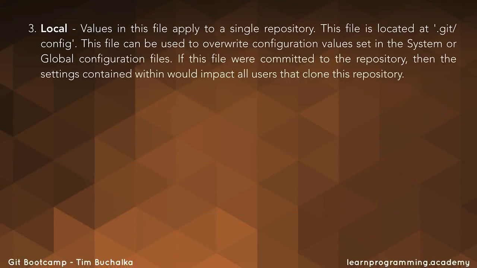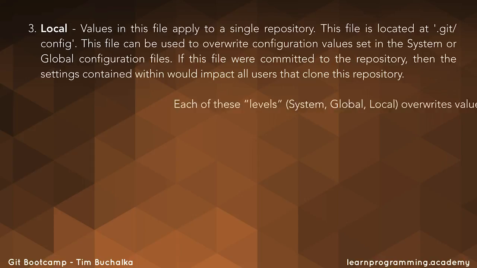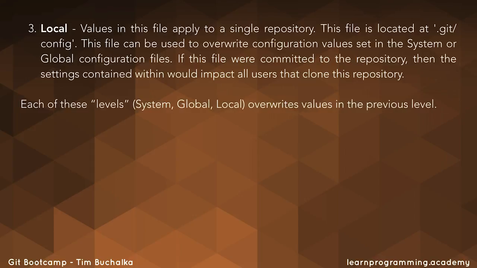And the third configuration file is the local configuration file. And values in this file apply just to a single repository for a single user. Now this file is located in a subfolder for a particular repository, the .git folder, in a file called config. Now this file can be used to override configuration values set at the system or global configuration level. Now if this file was actually committed to a repository, then the settings contained would actually impact all users that clone this repository. So each of these levels, if you will, system, global and local, overwrite values at the previous level.